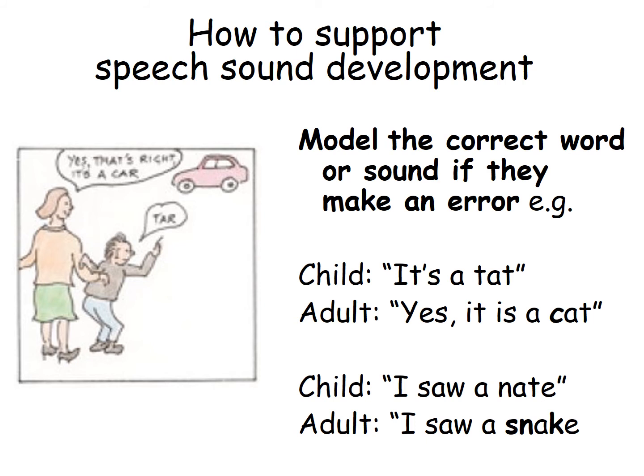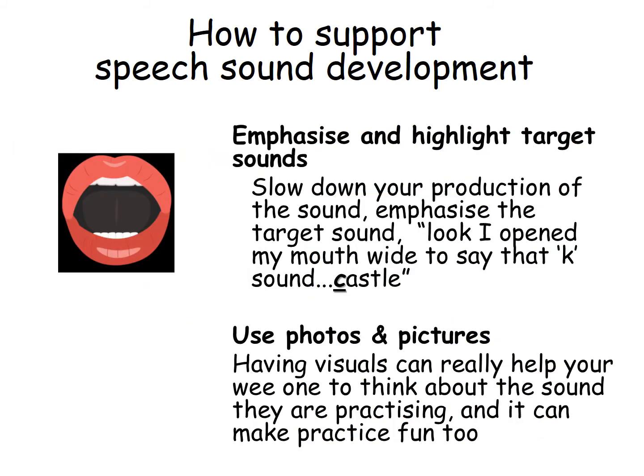The best way to support speech sound development is to model the correct word or sound for your child. For example, yes, it is a cat, if they say tat. Try to avoid sounding like you're correcting them or telling them that it is wrong. Try to slow down your production of the sounds and really emphasise it for your child. You can show them how you made the sound. For example, I opened my mouth really wide to say that k at the back.